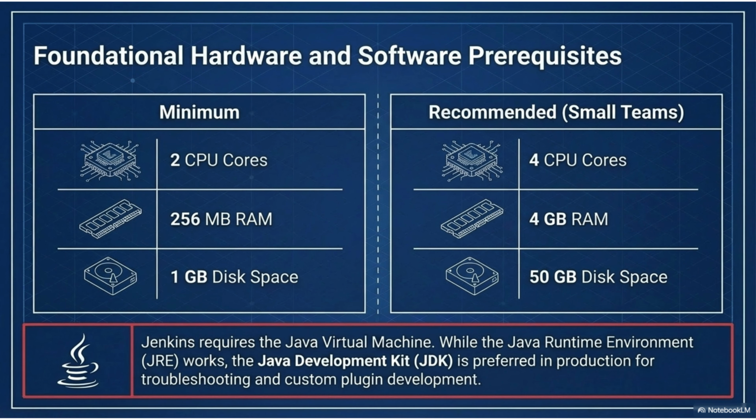Slide 4: System requirements. Jenkins is lightweight to start, but for production, you need proper CPU, memory, and storage. Jenkins runs on Java. JDK is recommended for stability.